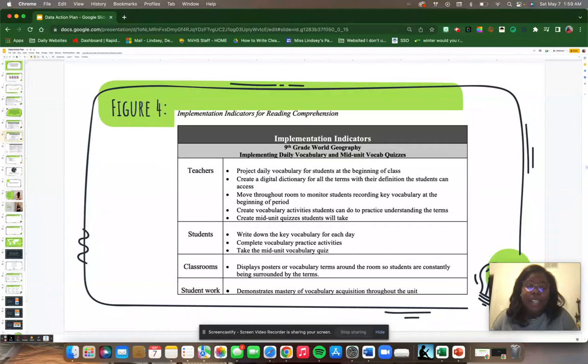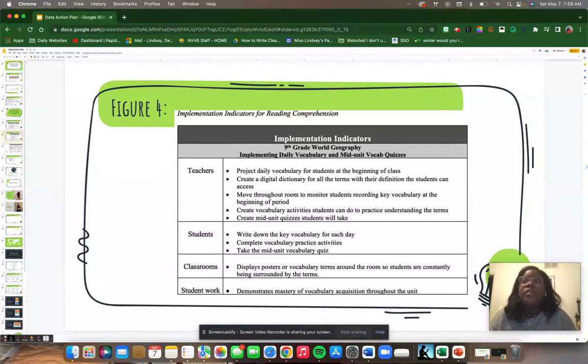They would also need to create a digital dictionary for all the terms with their definitions that the students can access whenever they need to. Move throughout the room to monitor students recording key vocabulary at the beginning of the period. So just holding the students accountable for making sure they're getting these important vocabulary definitions down. Creating vocabulary activities students can do to practice understanding the terms.